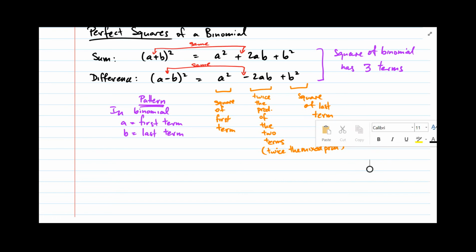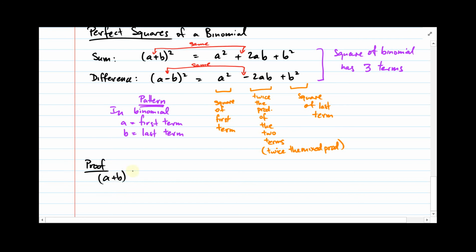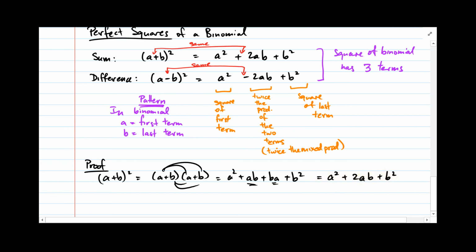Alright, let's go ahead and actually prove the first one. Let's see if we really get these answers, or am I pulling your leg? If I have a plus b all squared, recall that this will be a plus b times itself. There are 2 copies. I can use my FOIL method. I would have a squared, ab, ba plus b squared. These are like terms, so I end up with a squared plus 2ab plus b squared.